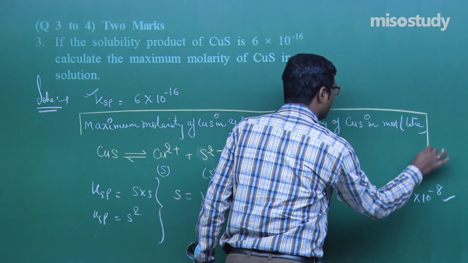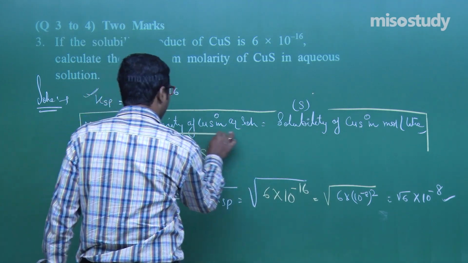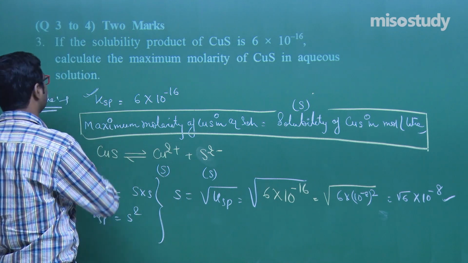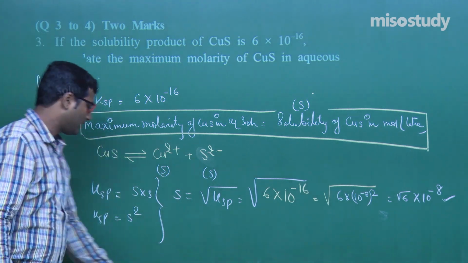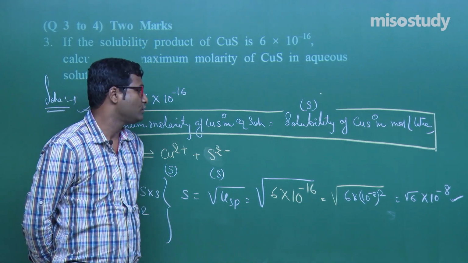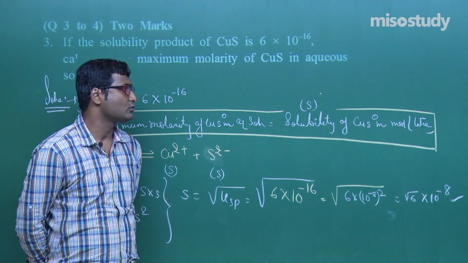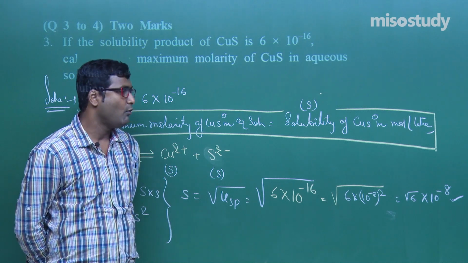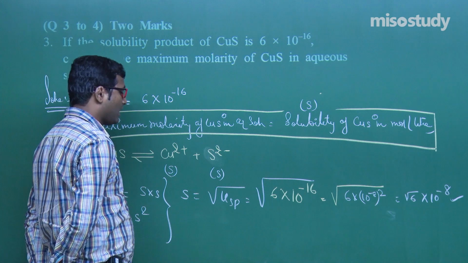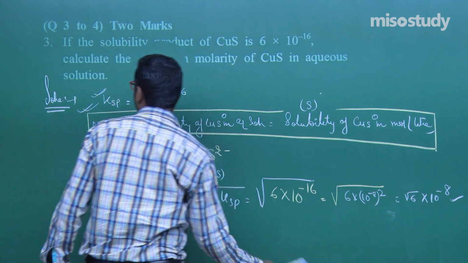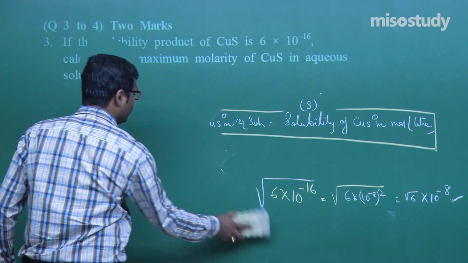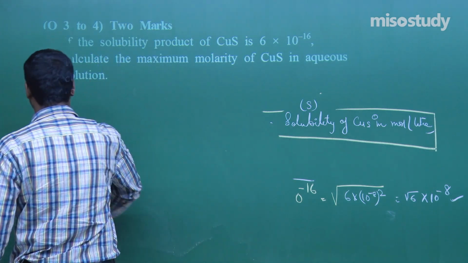Solubility of CuS in mole per liter. Clear? Again I am repeating, this is the explanation. The maximum molarity of CuS in aqueous solution is equal to the solubility of CuS in mole per liter. Step by step you have to write down the data, then you will get the marks. Now I am going to rub this part, and we will discuss the next question.